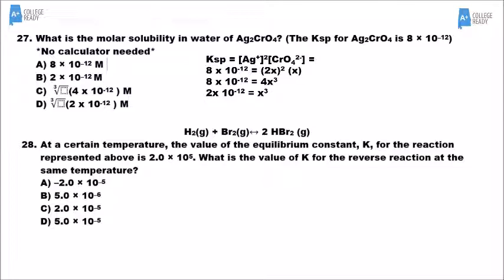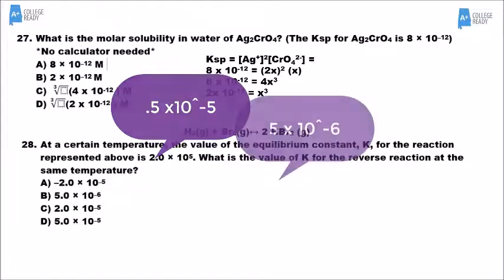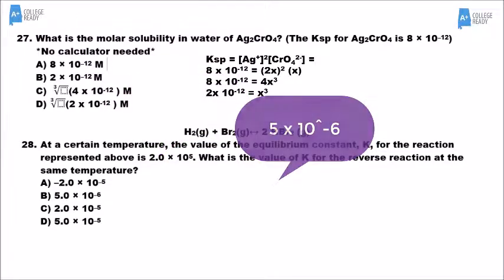For number 28, the equilibrium constant is 2 times 10 to the 5th. So what is the value of K for the reverse? That would be 1 over the old K. So 1 over 2 times 10 to the 5th. And that would be 1 over 2, which is 0.5, and 1 over 10 to the 5th, which is 10 to the negative 5th. So you get 0.5 times 10 to the negative 5th. And that's the same thing as 5 times 10 to the negative 6th.